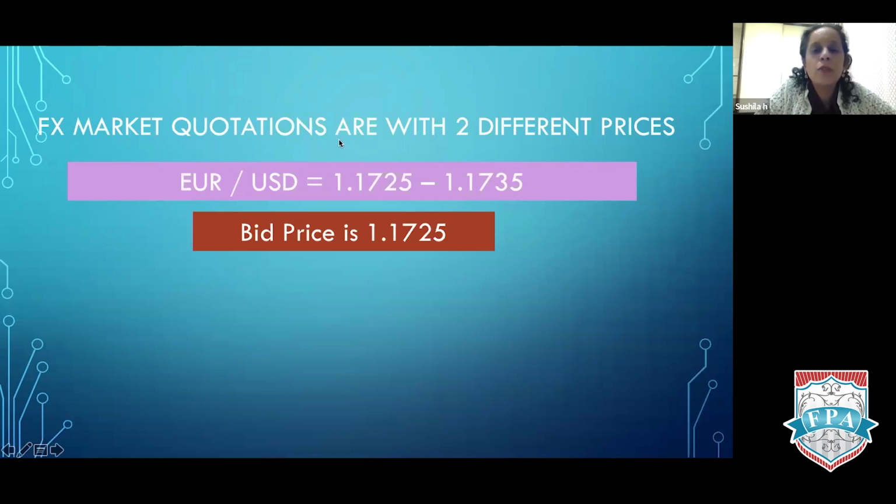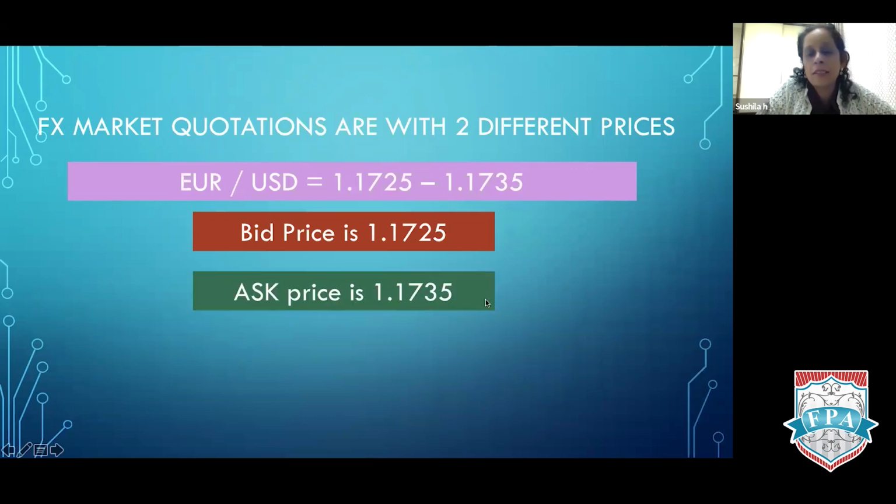1.1725. And they're going to sell what? They will sell at the ask price. Bid ask price is 1.1735. Is this clear?